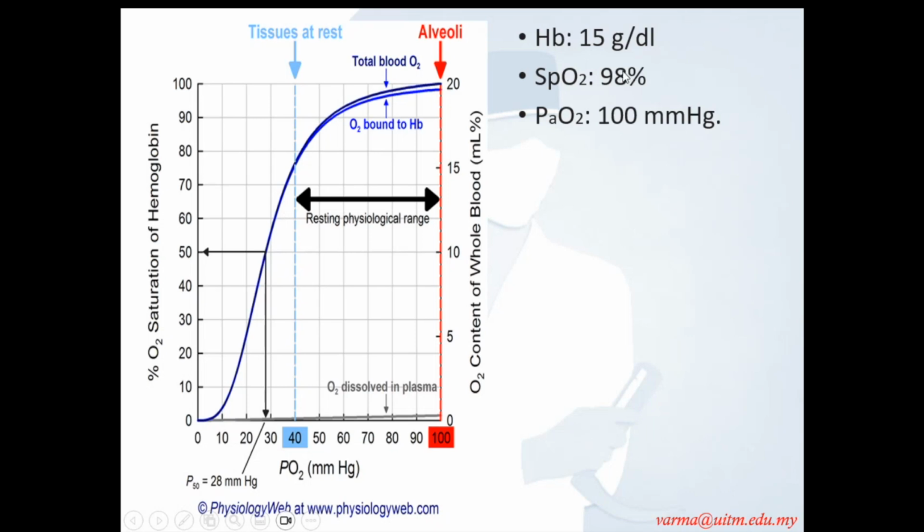So let's take a patient who has 15 gram per deciliter of hemoglobin. The SpO2 is 98% as per the ODC curve, and PaO2 is 100 millimeter mercury. You take an ABG. In the ABG, you get a SaO2 of 98%. You don't have to look at the pulse oximetry SpO2. In the ABG there will be SaO2 mentioned, so you take that. So let's say it's 98%, your PaO2 is 100 millimeter mercury, and Hb is 15 gram per deciliter. This is in a healthy individual.